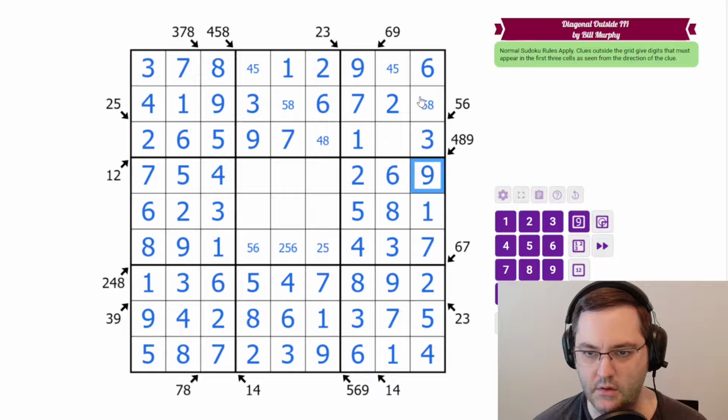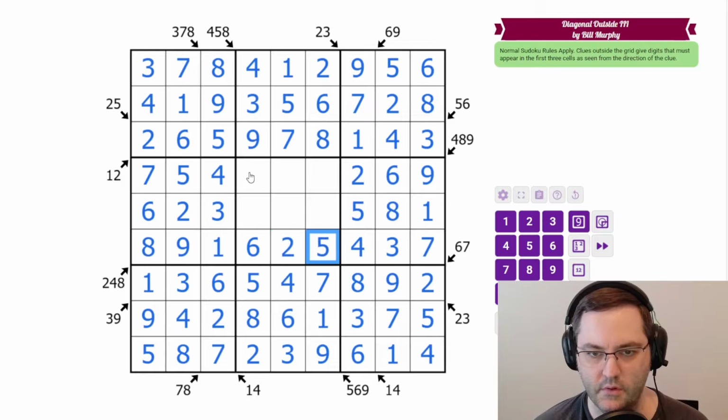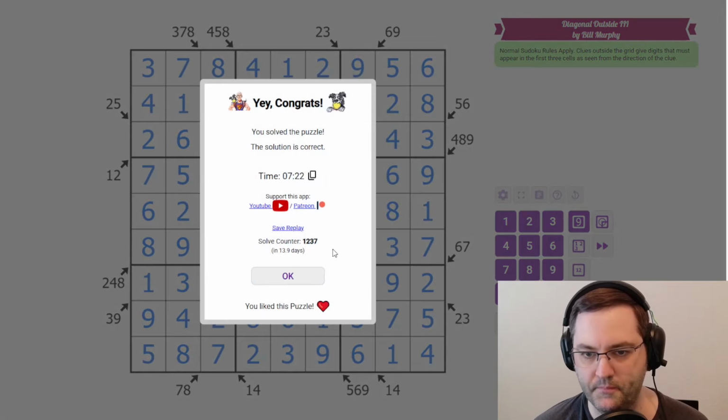8, 9 here. 8 there. This is a 4. 6 from the 5 we place, 2 and 5. And now we've got 1, 7, 8, 9, 3, and 4. And that's the solution.